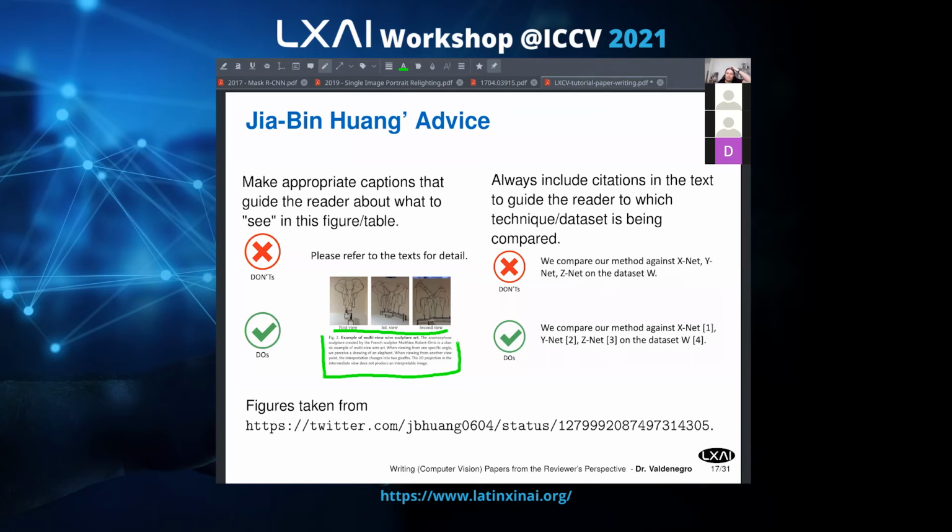showing how these results relate to your narrative. Also, you should always include citations in the text of the paper to guide the reader to which technique or data is being compared. So for example, you read, we compare to A, B, and C. If you don't know what A, B, and C are, then of course that's not very good writing, but it's very easy to add references, which don't add much space, and it's very clear which paper you are referring to. And this is super important because sometimes I read a paper and they evaluate on whatever data set.